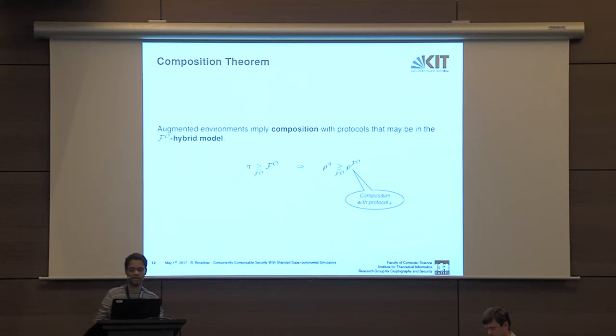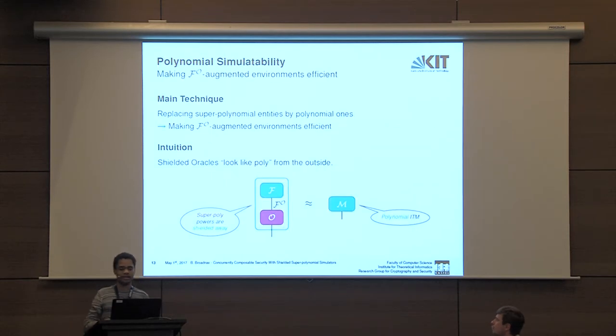And so these augmented environments imply composition with protocols that may also be in the FO hybrid model. So we have a generalized composition theorem here. And in order to cope with these augmented environments that are super polynomial in nature, we use the following technique, which is our main technique. Namely, we replace super polynomial entities by polynomial ones in security proofs, and in particular in reductions to polynomial time assumptions, and thereby make the augmented environments efficient.